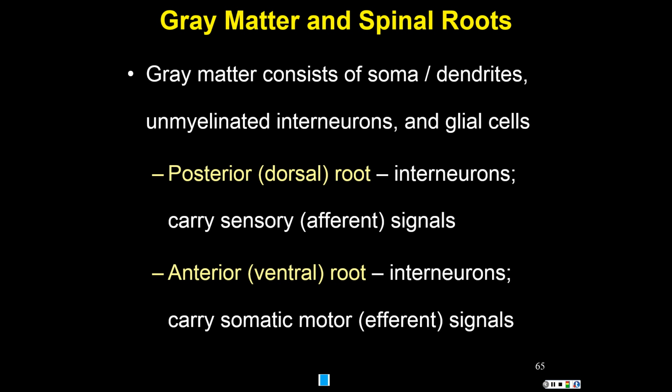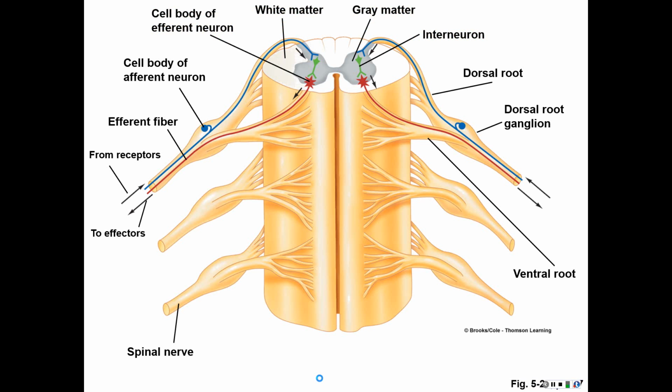On the back end, or the posterior, the dorsal side of the spinal cord, the interneurons will communicate with afferent nerves. And on the anterior, or the ventral side, or the front side of the spinal cord, your interneurons communicate with efferent, or motor neurons. And so maybe this will make better sense with the image from your lab.